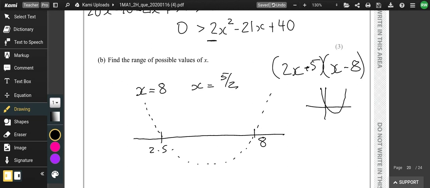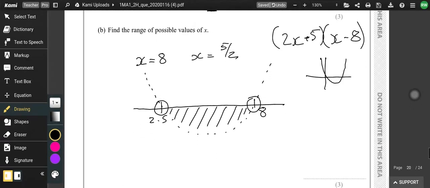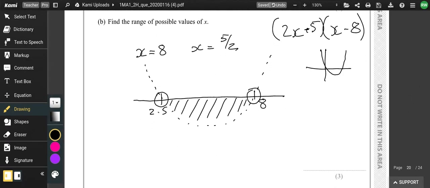And we want to know when the graph is less than 0. So between 2.5 and 8, you can see that this graph is underneath here. But it's a less than, so it's going to be an open circle here and here. So we just need to represent that as an inequality. So we're going to do 2.5 less than x less than 8.